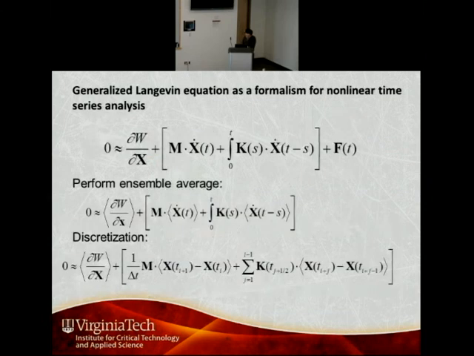Then how can we apply it? You have this dynamic equation. First, you do an ensemble average over the stochastic noise. You get this equation, and now here's a key point. All the terms in the bracket can be captured from your data. Then you only have a linear equation left for M and K. So you can solve for M and K, then F, and you reconstruct your dynamic equation.